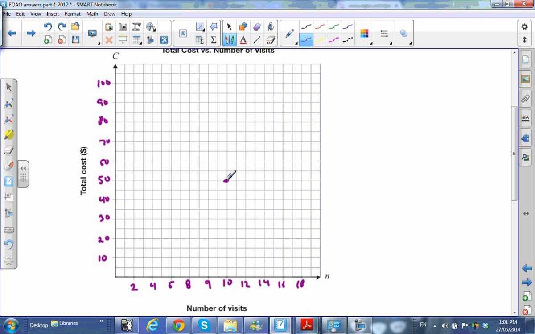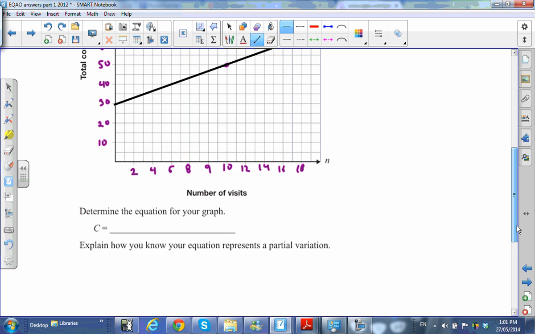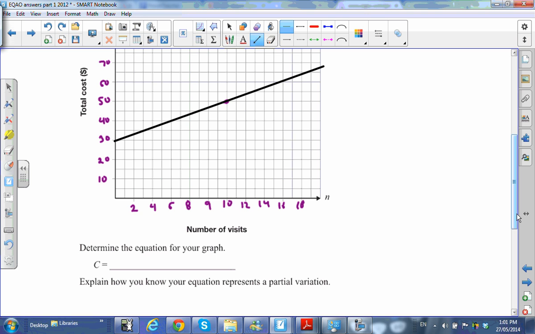So we can draw any line now. I don't know if you want to pretend it started at $30 and it goes through that point. Or we could have chosen 40. The only one we couldn't choose was 0 because they said it was partial variation. Determine the equation of our graph. So this is going to be different depending on what you chose here. So we need to figure out what the slope would be.